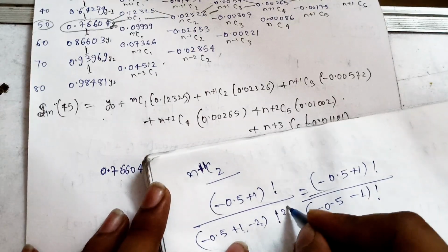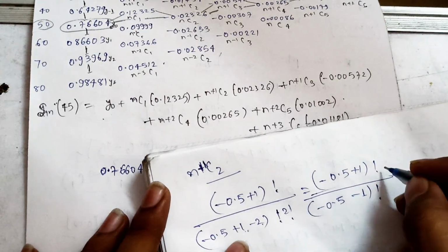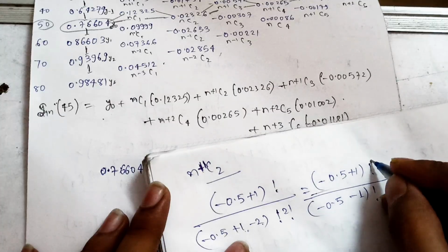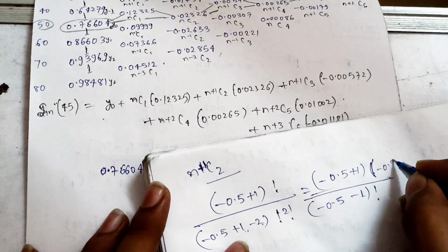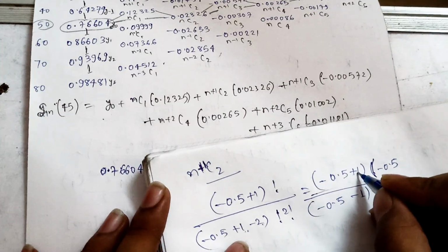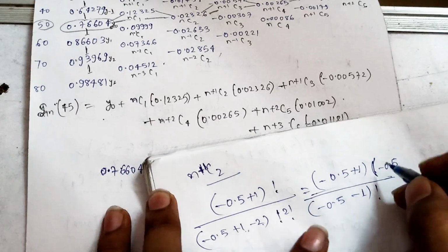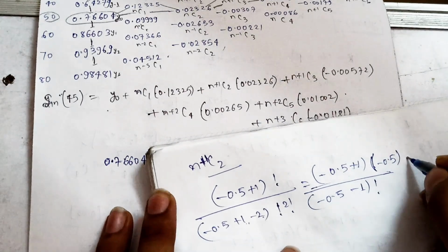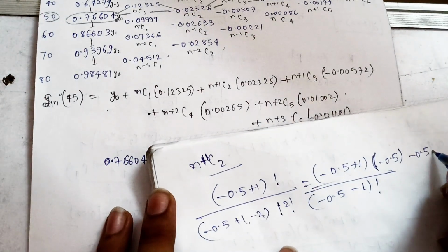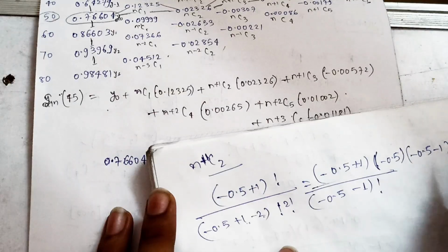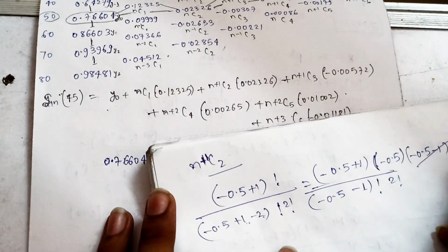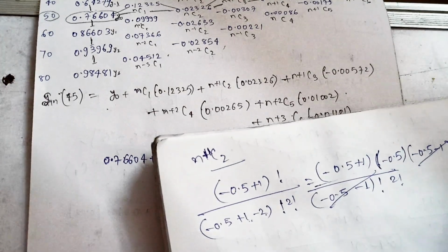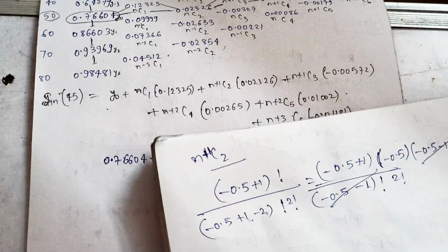and there will be also a 2 factorial there. Now to expand this one, we are going to minus 0.5, and plus and minus will be equal to minus 0.5 minus 1. Both will be cancelled here. So we just need to calculate this value.